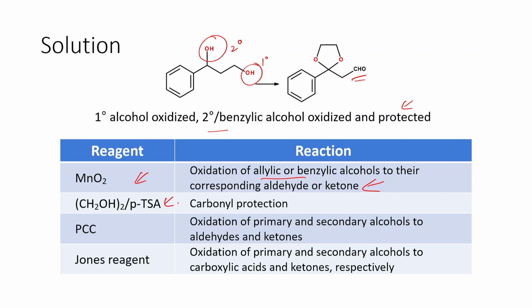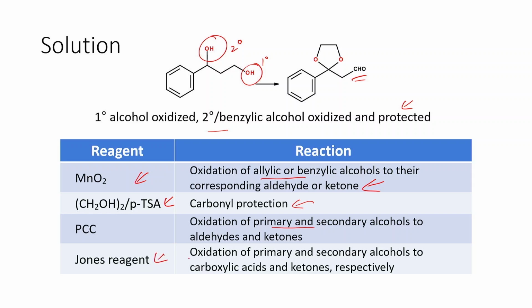The next one is the ethylene glycol and PTSA combination. This is generally used for the protection of the carbonyl, whether it is an aldehyde or a ketone; both will be protected using this reagent. And PCC, pyridinium chlorochromate, is generally used for the oxidation of primary and secondary alcohols to aldehydes and ketones. Here we don't have anything called allylic or benzylic; this is mainly for just primary and secondary. This is one thing we have to remember. It will oxidize both primary and secondary.